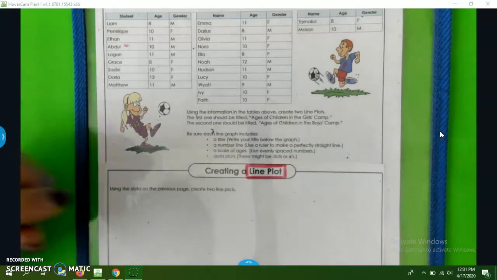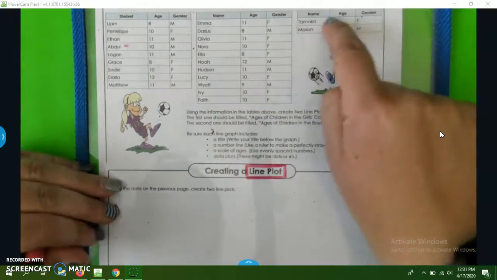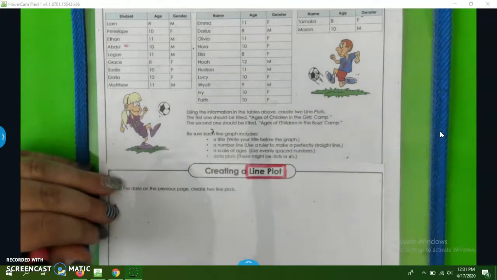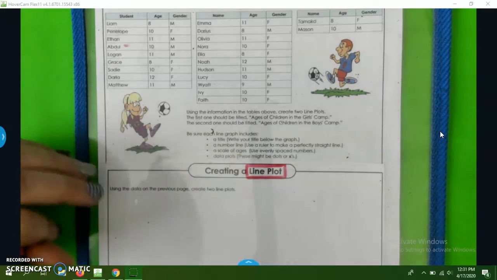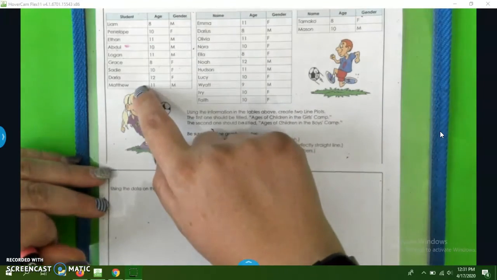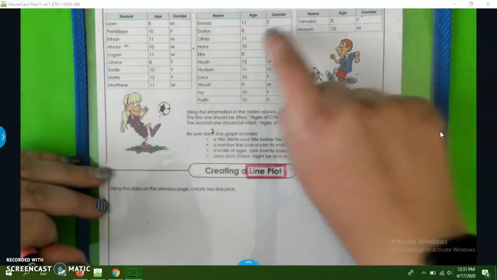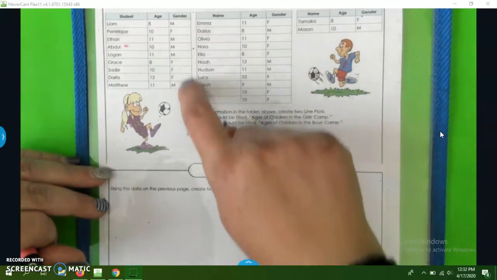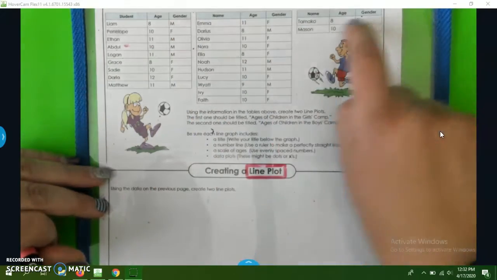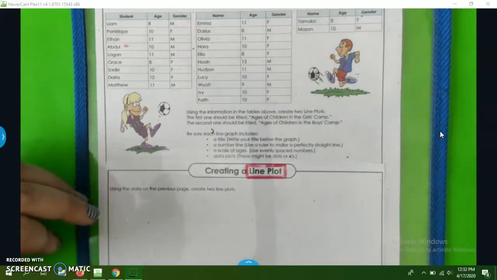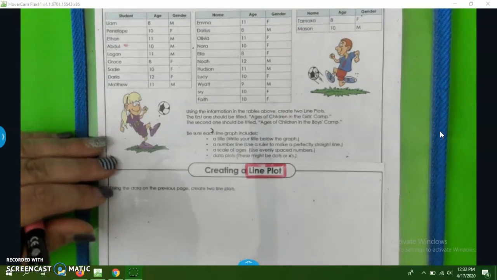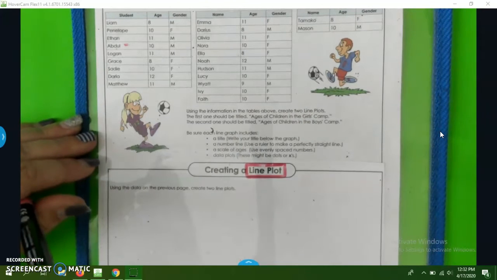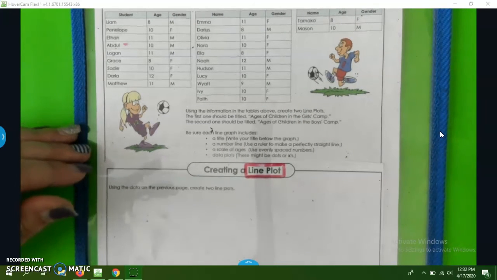So what you'll see up top is a list of the people who want to participate in a summer soccer camp. And when you look at your list, you're going to notice that not only are we given the students' names, we have a bunch of different ages, and we have some boys and some girls, or they've called it males and females. So we're going to take all this jumbled data and organize it into a nice, neat line plot that will be very easy to see.